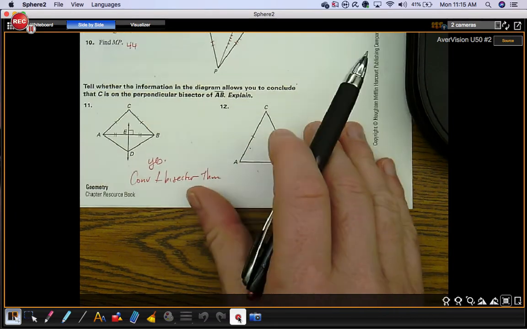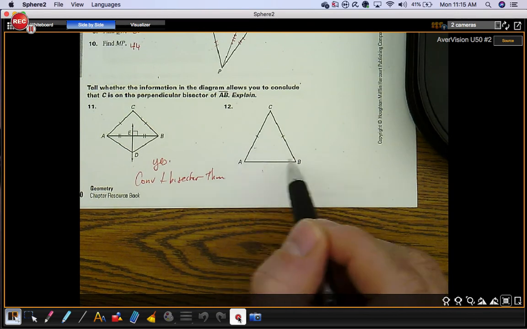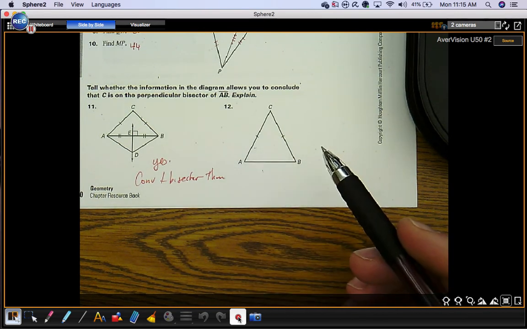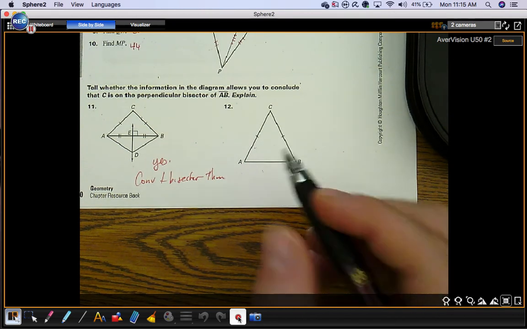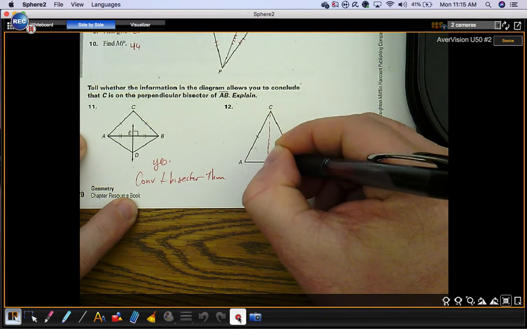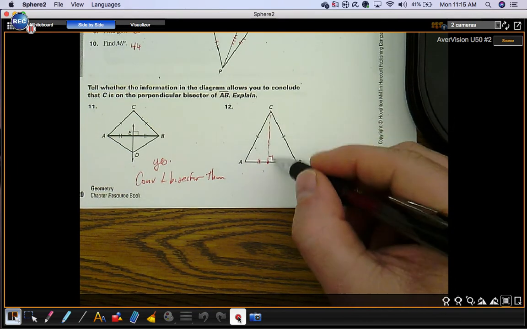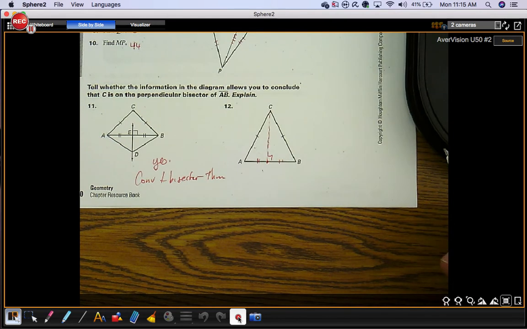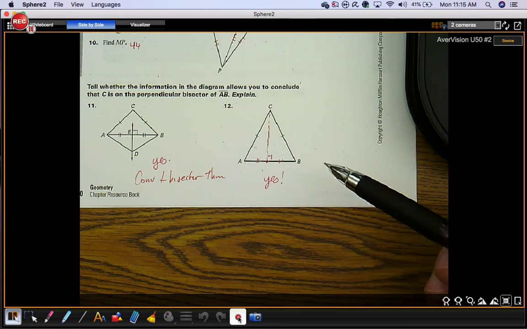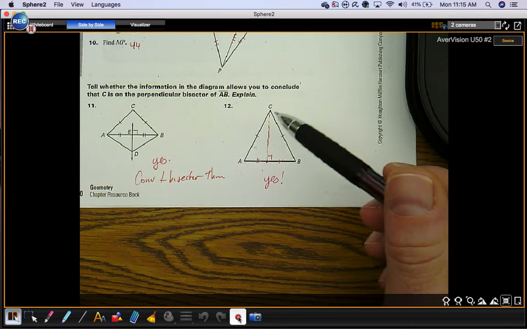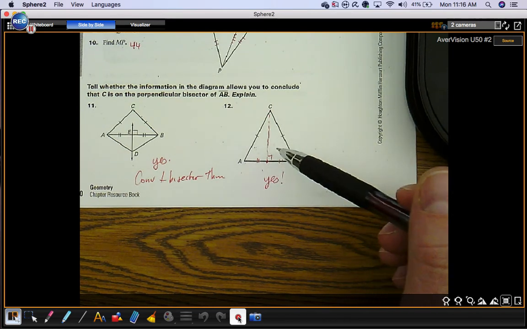How about this one? Is point C on the perpendicular bisector of segment AB? Well, there's not even a perpendicular bisector there, but would it be if it's equidistant from it? So if I would draw a segment down here that's perpendicular and touches that midpoint, that's the perpendicular bisector. Point C would be on it. So you could use that converse of the perpendicular bisector theorem again if you like, or you could even argue that's an isosceles triangle. And we know things about isosceles triangles. We know that's a perpendicular bisector. We know it splits the triangle into two congruent triangles.